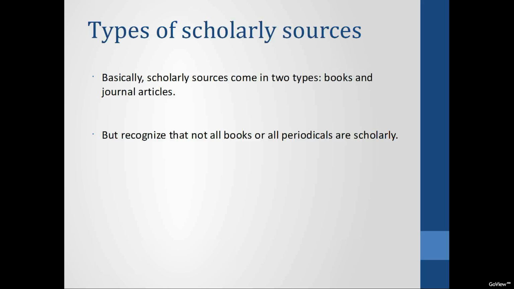Scholarly sources come in two types: scholarly books and scholarly journal articles. So your website is not going to be peer-reviewed, an encyclopedia article is not peer-reviewed, is not scholarly. A review article is not scholarly, and so you do need to understand that many sources that are decent sources, that are reliable, are not necessarily considered scholarly sources. Moreover, not all books or all periodical articles are considered scholarly.